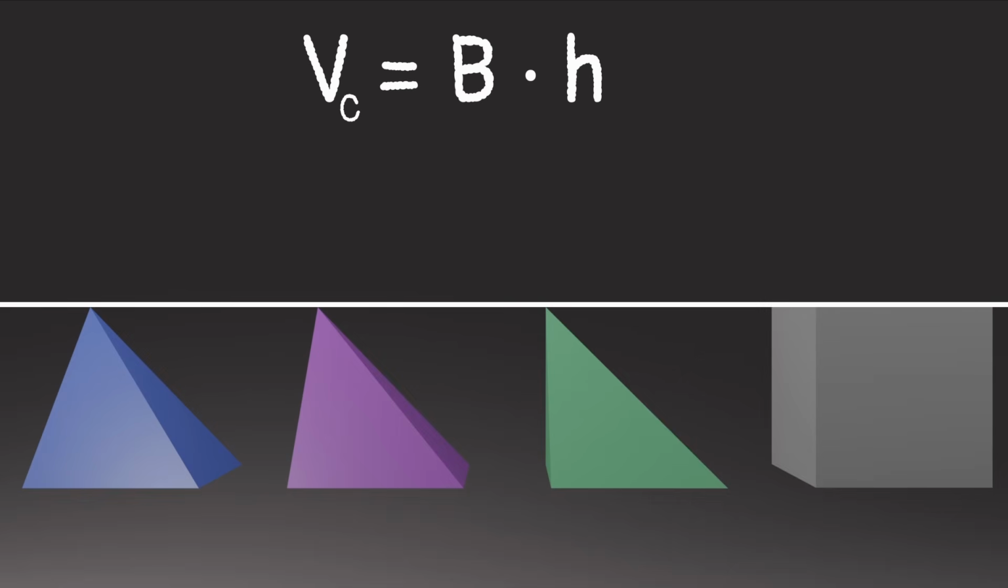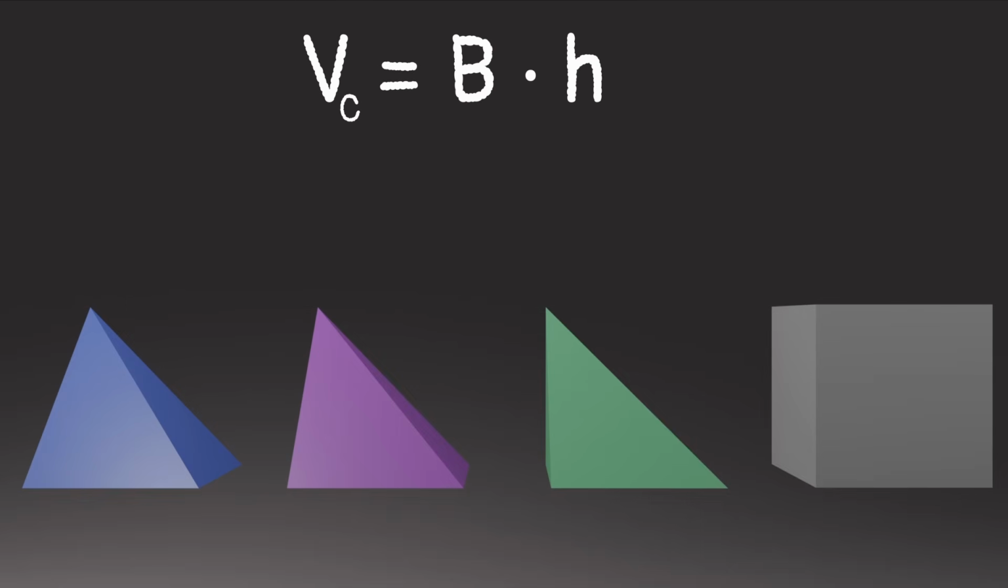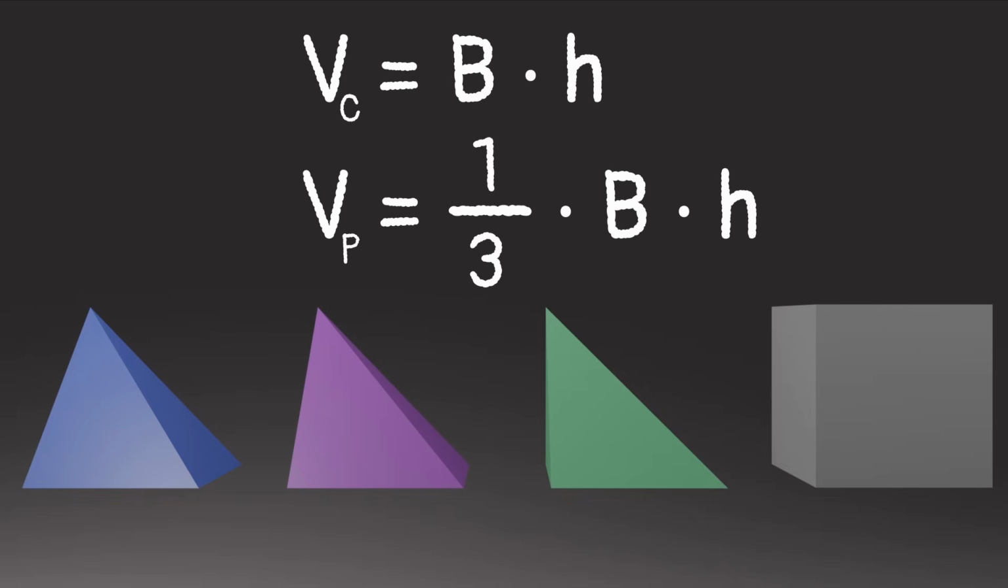And since the volume of a cube is the area of the base times the height, and we just split this cube into 3 equal pieces, then the volume of each of these pyramids will be 1/3 times the area of the base times the height. And that's one way to visually represent the formula for the volume of a pyramid with a square base.